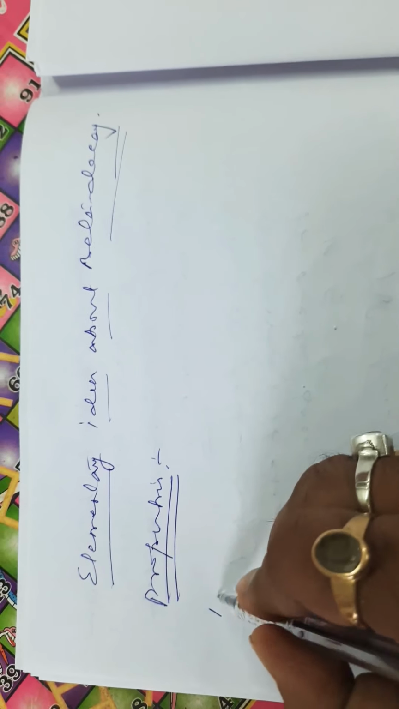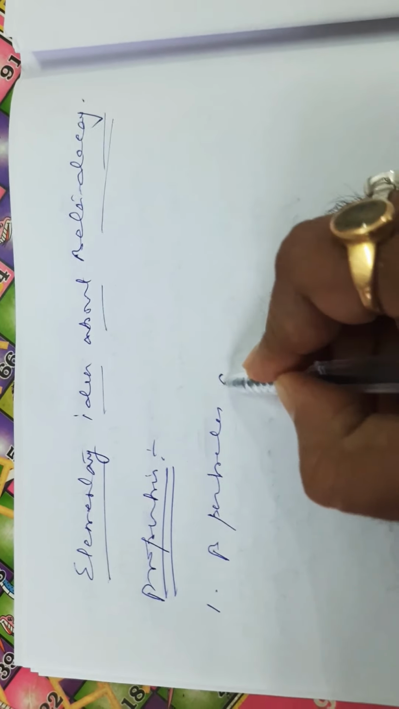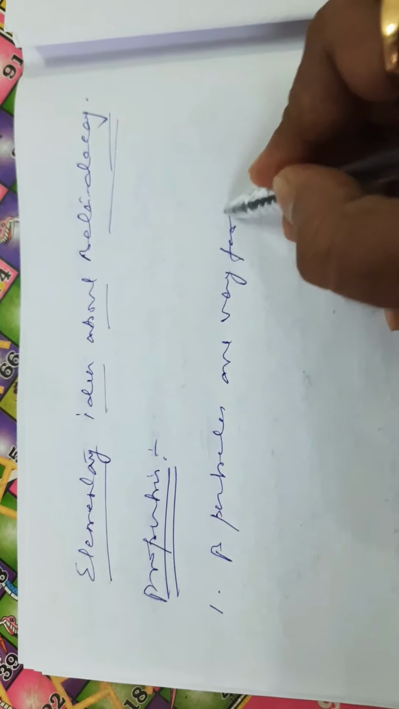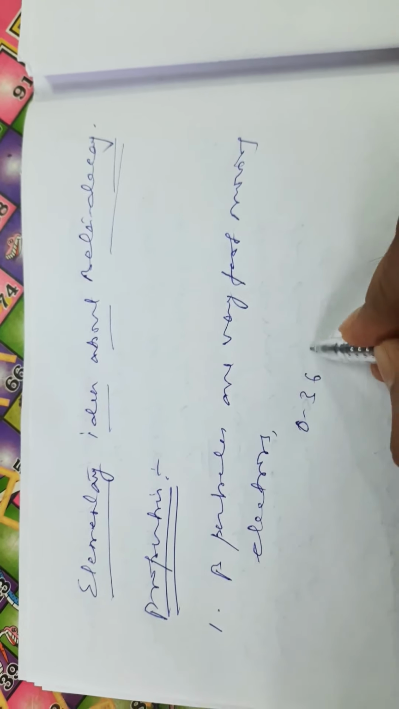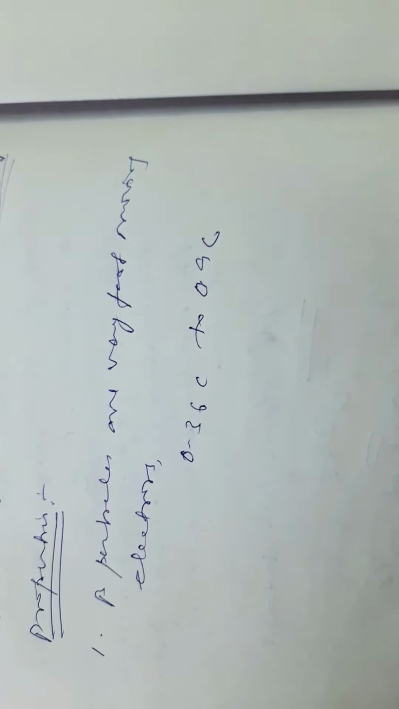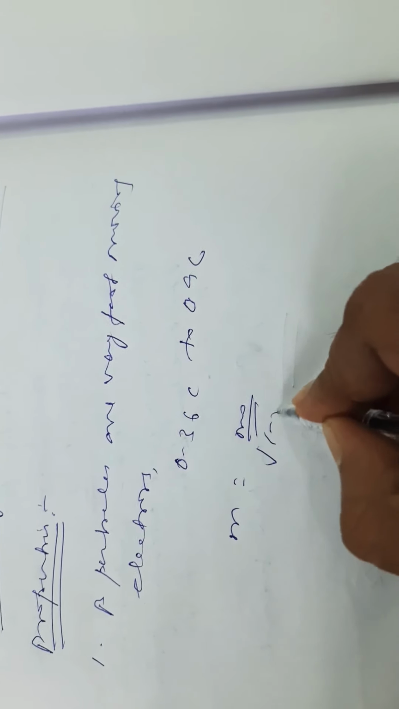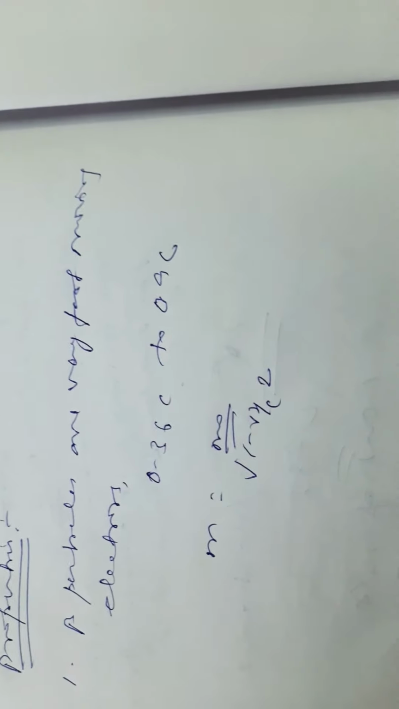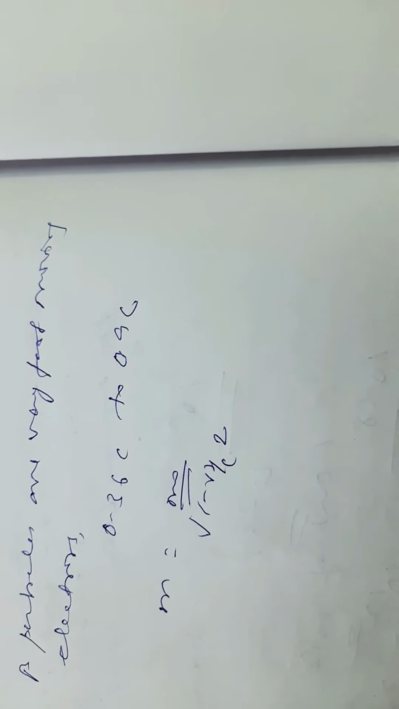Number one is that they are beta particles; basically, beta particles are very fast moving electrons. Their velocity may vary from 0.36c to 0.9c, where c is the speed of light. Now, due to the relativistic speed, their mass varies with velocity, as per the relation m equals m naught by under root 1 minus v square by c square, where m naught is the rest mass of the electron.